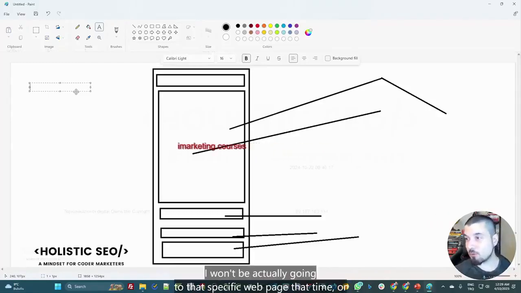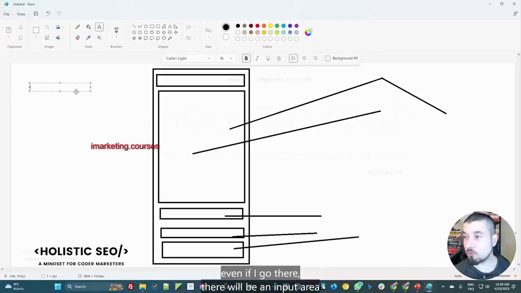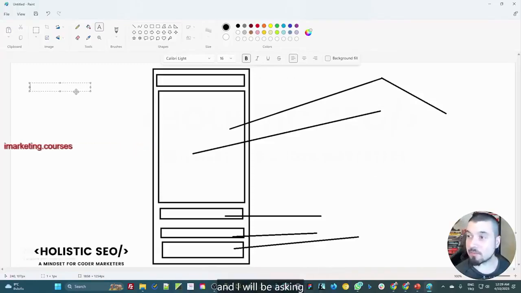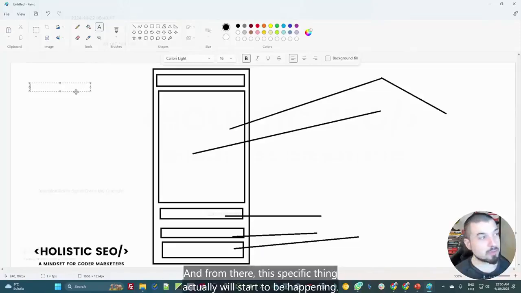I won't be going to that specific web page at that time, or even if I go there, there will be an input area, and I will be asking my question, as in ChatGPT, directly to your website. And from there, this specific thing will start to happen.